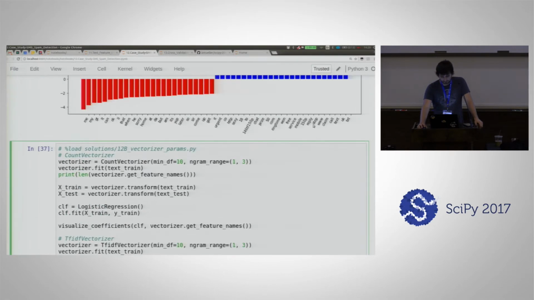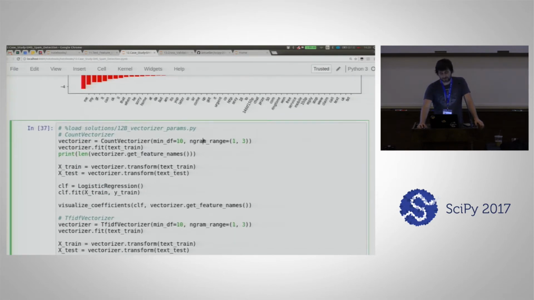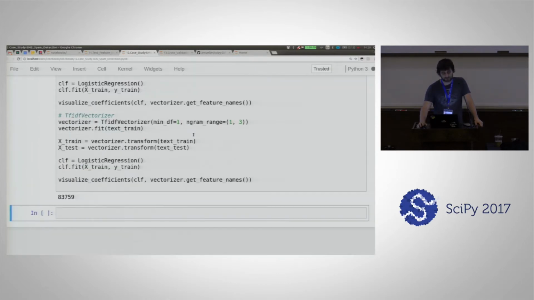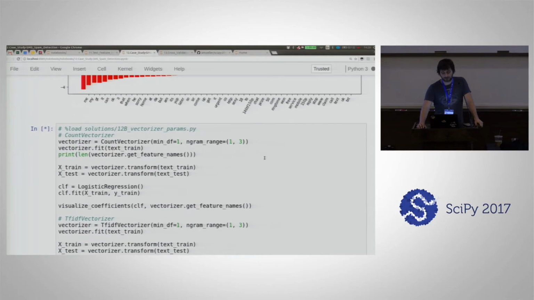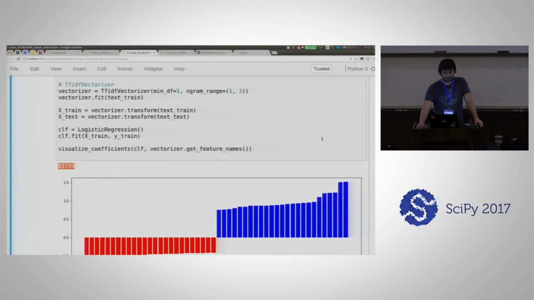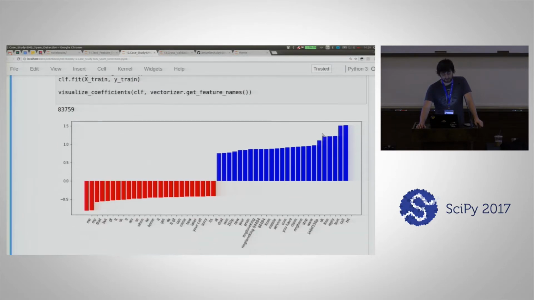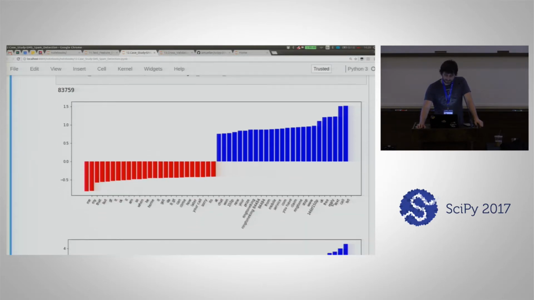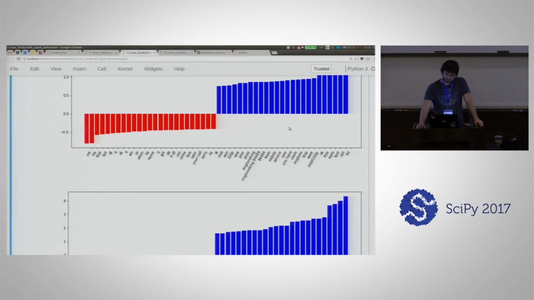All right, so basically adding more n-grams will make the dictionary much larger, but by increasing the minimum document frequency, you can make it a little bit smaller again. If I don't use minimum document frequency, you see I get 83,000 different 3-grams, and I get very specific features like ringtone king.